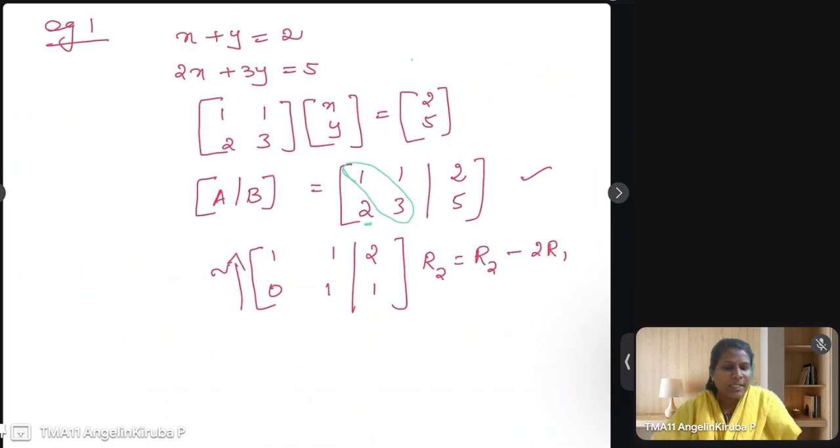Okay, so first we have to consider the last element. So this is our x variable and this is our y variable. So y is equal to 1. So this is the first answer.